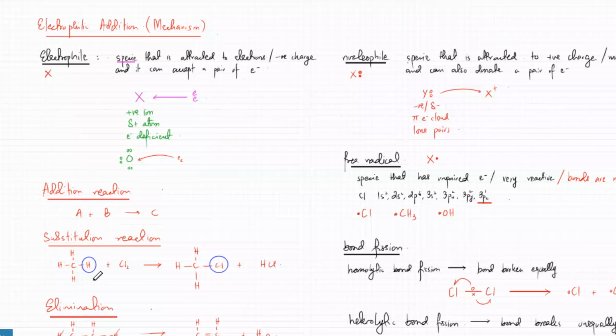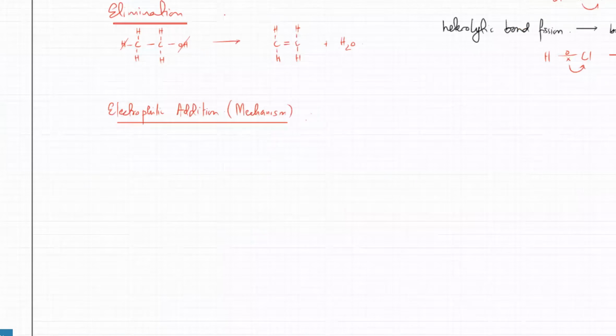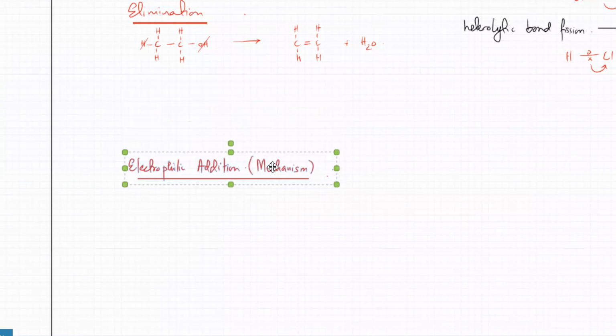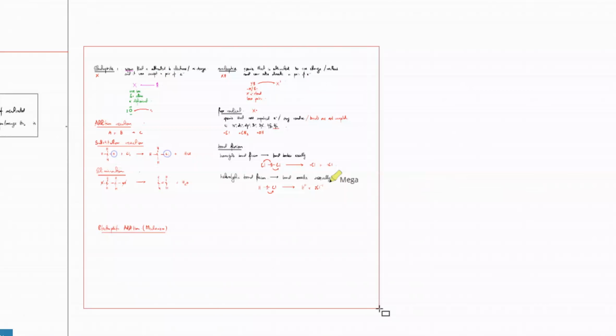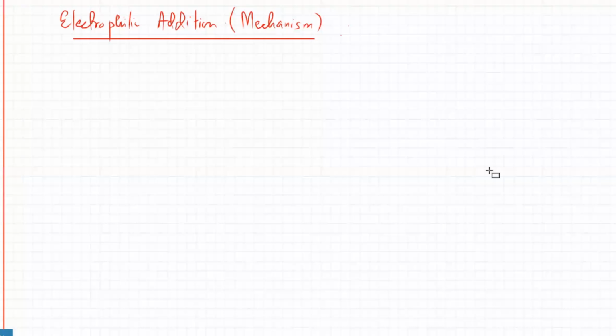Now let me bring this over here, because we haven't even started discussing the mechanism of the reaction, which was electrophilic addition. So let's start talking about that now. Now this one, electrophilic addition mechanism, and we will discuss how alkenes undergo addition.